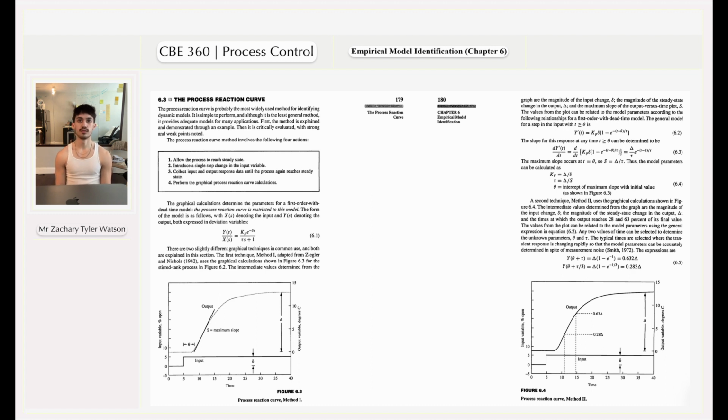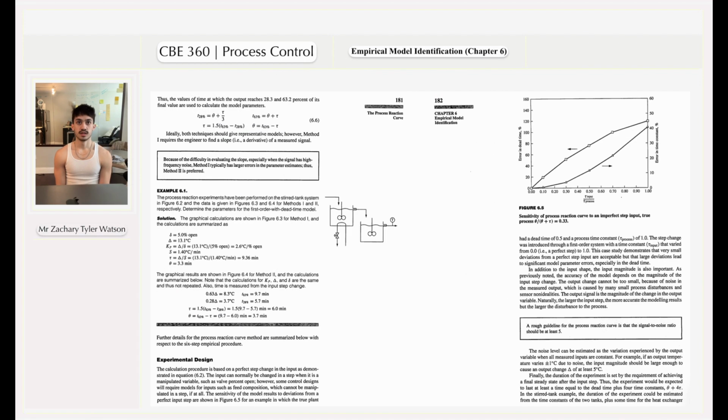Here we have figure 6.4. It's the process reaction curve for method 2. Method 2 and method 1. I remember doing this in the homework. Method 1 is more general and is a more generally accepted method. It's easier. I've been talking about method 2, and method 1 is still used. So that's the point I'm trying to get at.